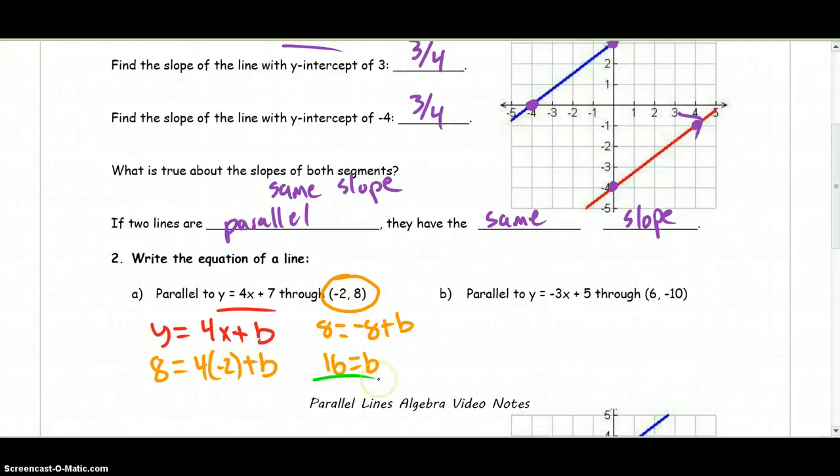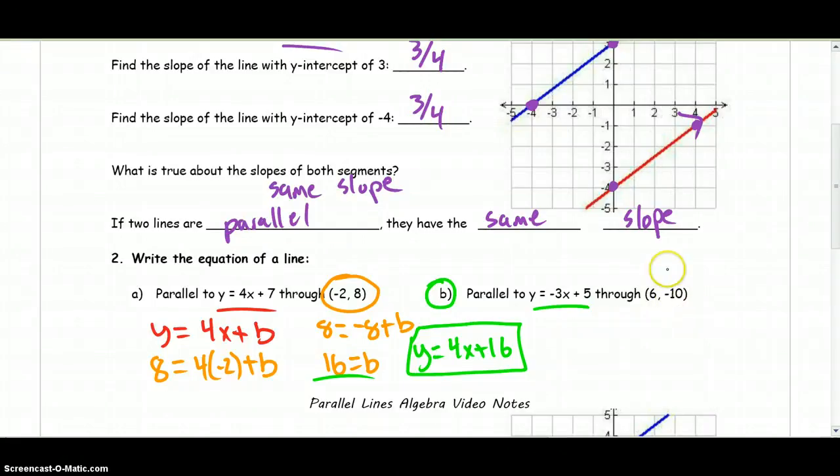Therefore, the equation of my line parallel to y equals 4x plus 7, but having to pass through negative 2, 8, is y equals 4x plus 16. And that would be the answer. So in this part B here that you'll do, you're just going to find the equation of the line parallel to y equals negative 3x plus 5 and through this point.